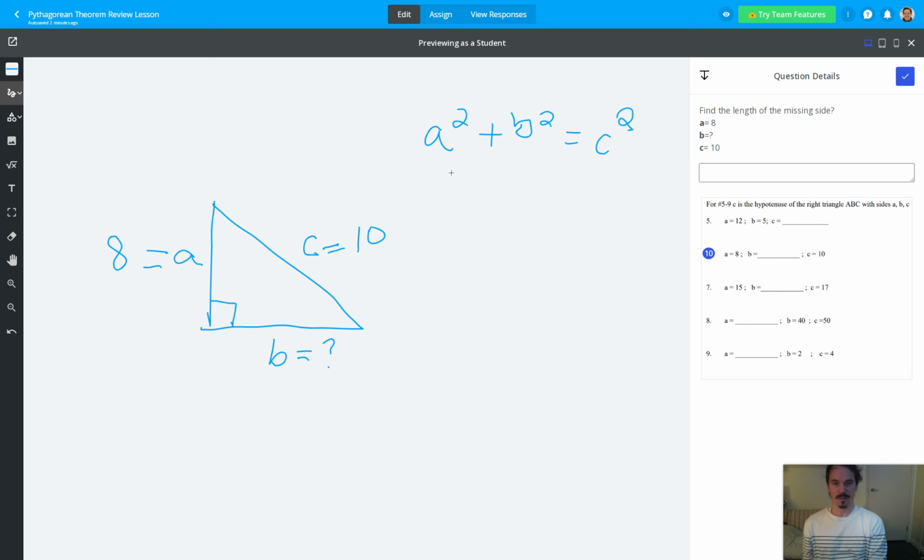Oops, what's going on here? Oh, I was messing up here. Computer's running a little slow, glitchy.